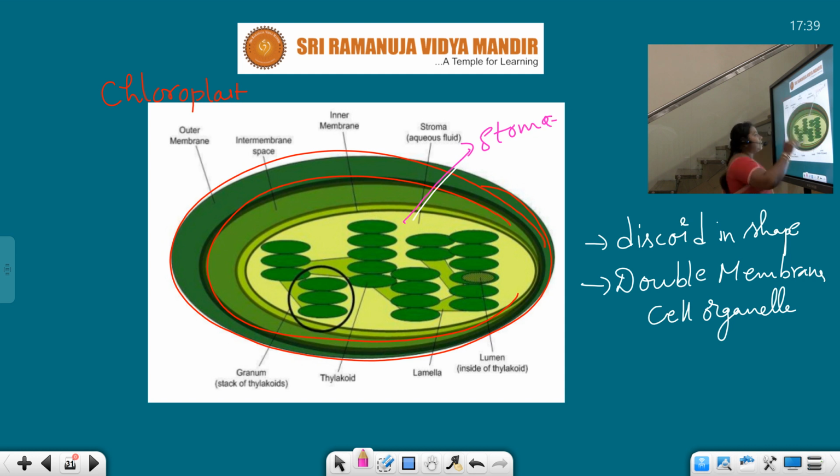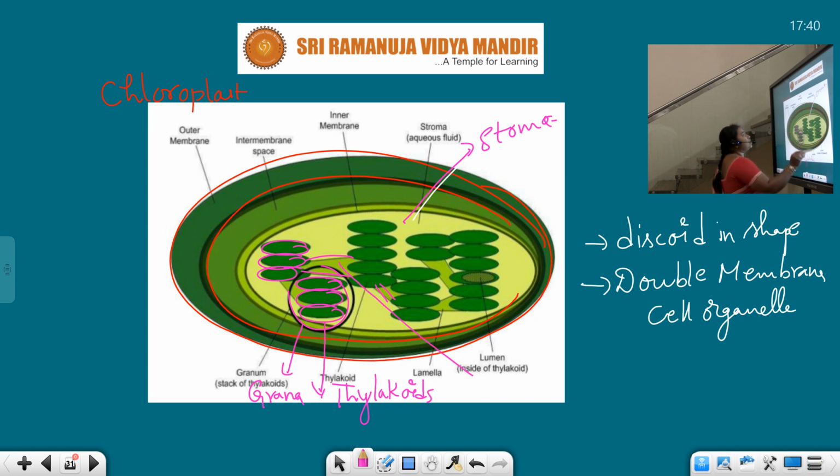In the stroma, small thylakoids are present. These are thylakoids. Now, this entire thing is known as grana. See, a pile of thylakoids is present one upon the other. If we arrange coins one upon the other, how would it be? Like this only. Grana thylakoids are present one upon the other. And each grana is linked with the stroma lamellae.